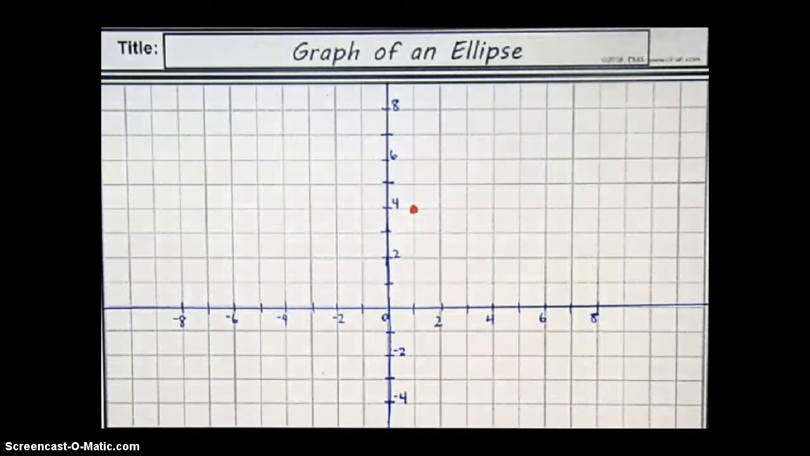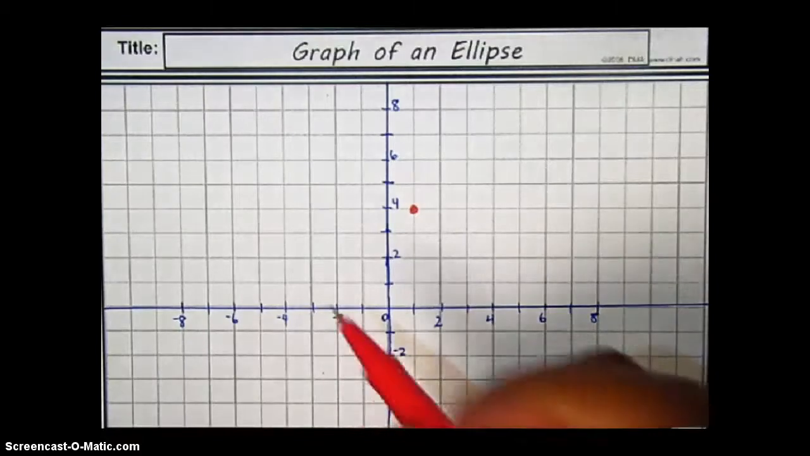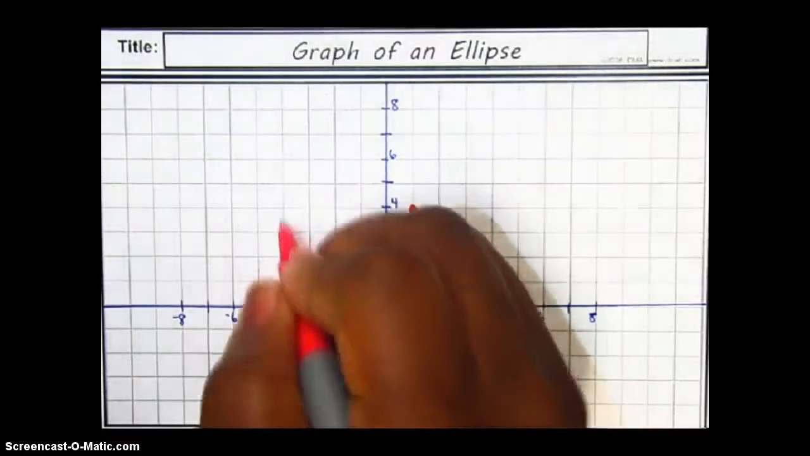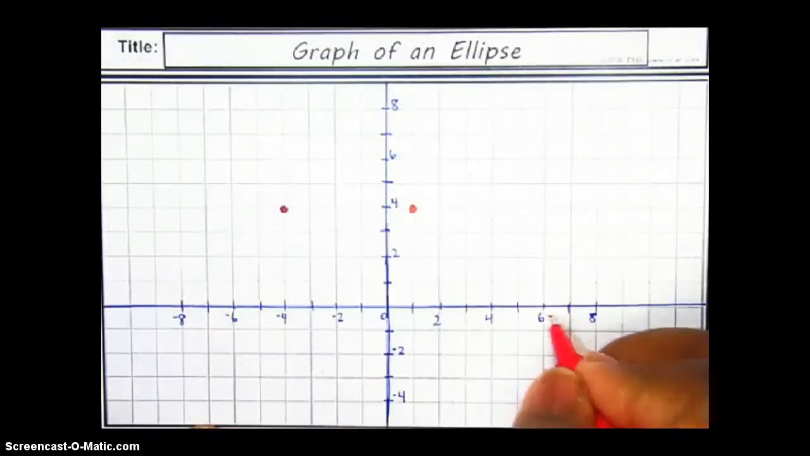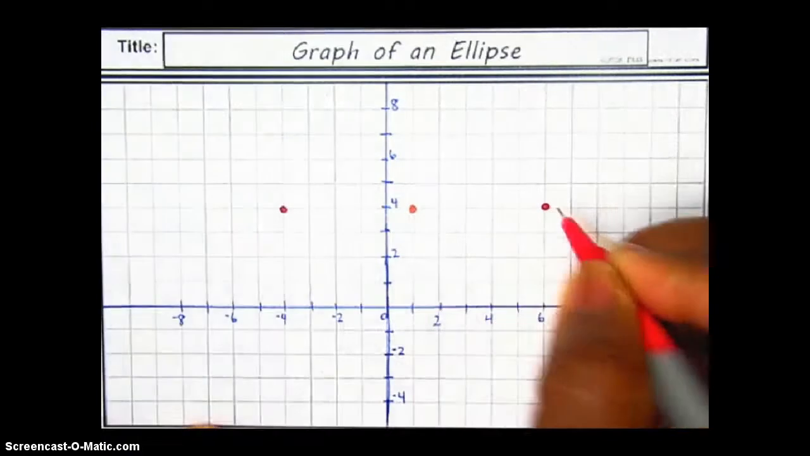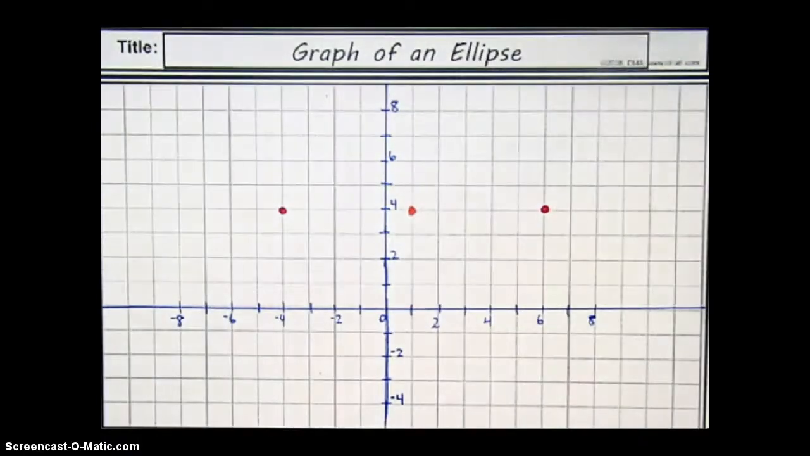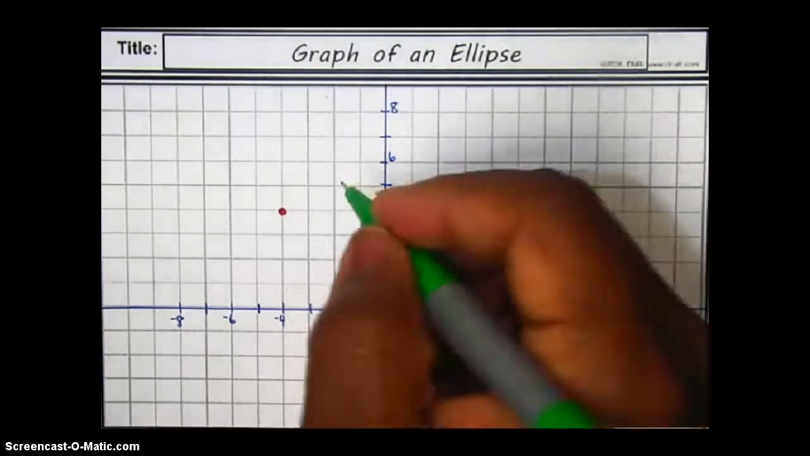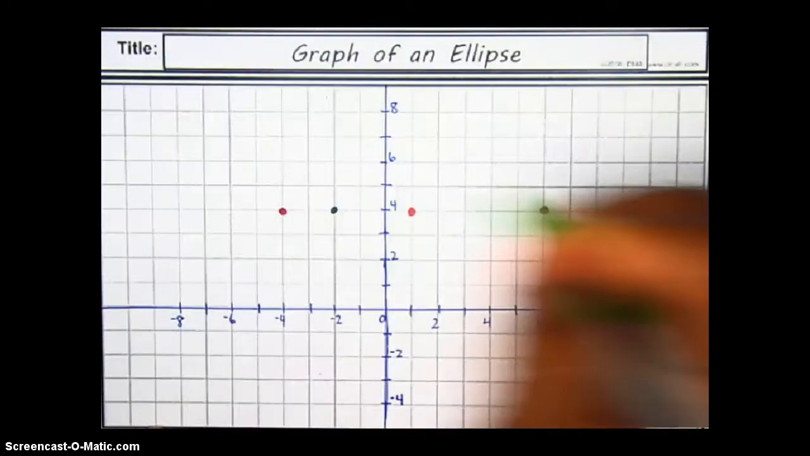And from the center, we can get some other information using the values of A, B, and C. We know that the vertices are located at -4, 4, and 6, 4. I'll put those in red. -4, 4, and then at 6, 4. The co-vertices are located at -2. I apologize, that's not true. The foci are located at -2, 4, and 4, 4. I'll put those in green.